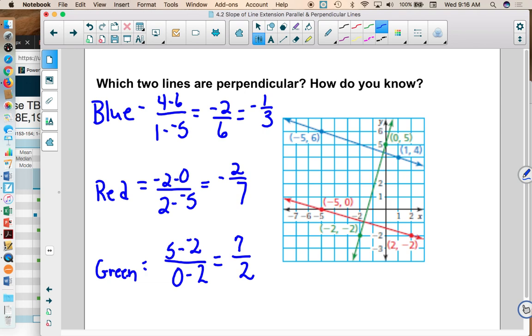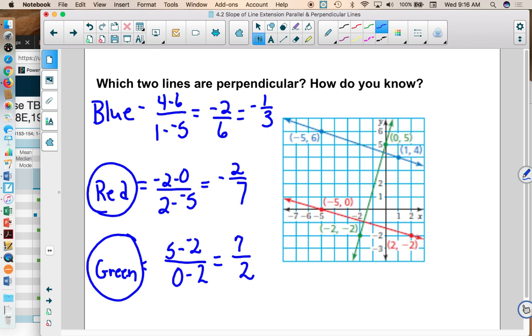Okay, which two lines are perpendicular? What's it gonna be there, Dakota? Red and green. The red and green are perpendicular because their slopes are reciprocals of each other, the opposite reciprocal. Okay? That's what makes them perpendicular. So when I looked at that, could you tell by looking which ones were perpendicular and which ones weren't? No. The only way you can know for certain is to calculate the slope.